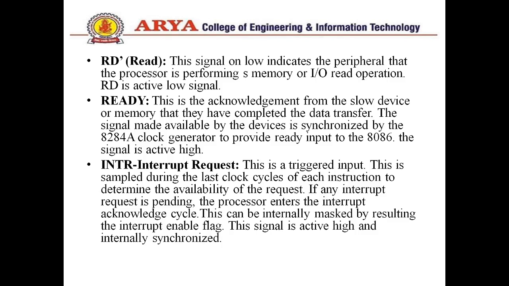Next signal is read bar. Bar indicates, as we know, that it is also an active low signal. When it is low, it indicates to the peripheral that the microprocessor is performing a memory or input output read operation, and this signal also remains tri-stated during the hold acknowledge.